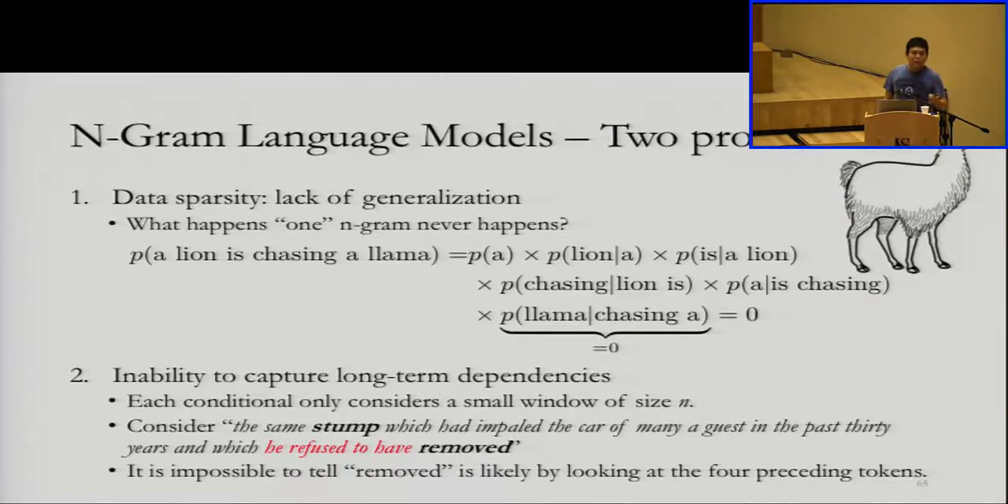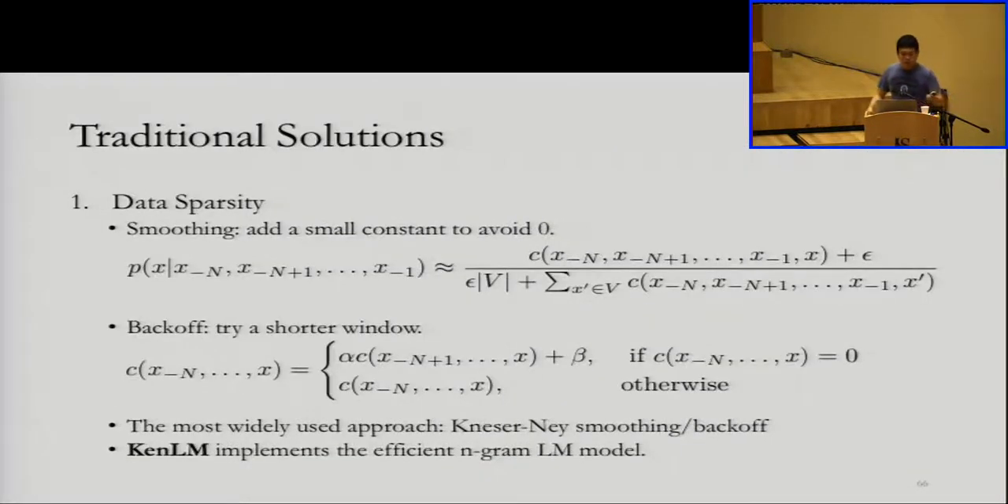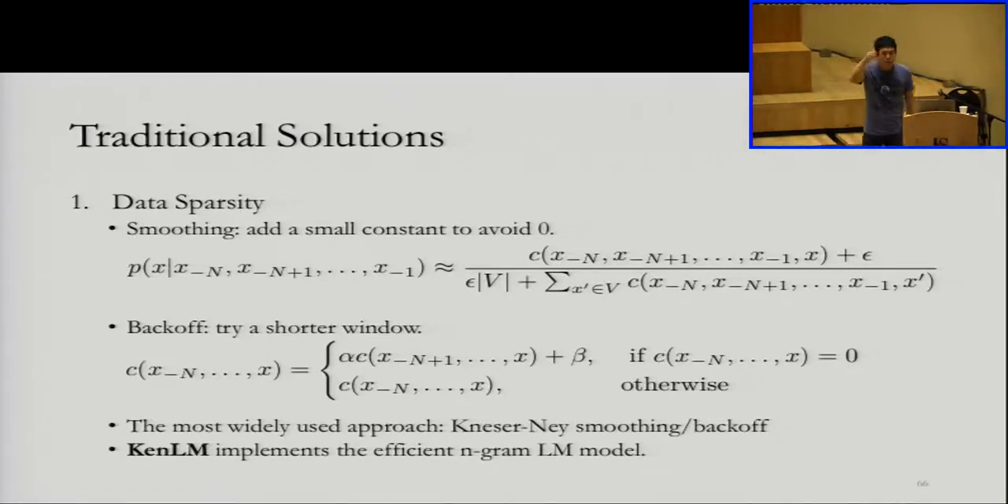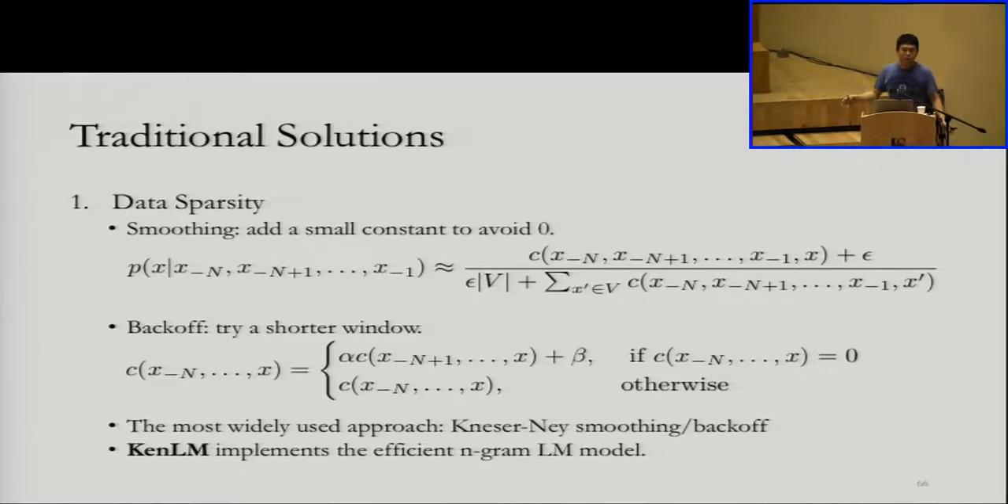Now let's see how people have solved this before. The first one, data sparsity. The data sparsity issue is that, in some cases, the count of an n-gram is 0. So what you can do is smooth it very simply by adding some epsilon. So you're just assuming that there is no phrase that never occurs. It's actually pretty Bayesian there.